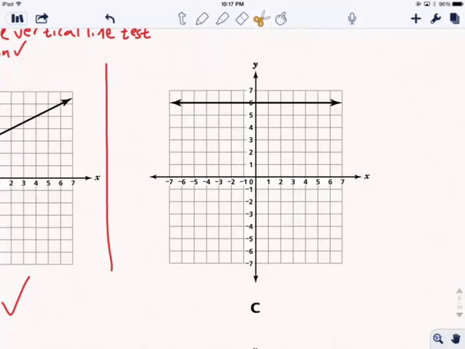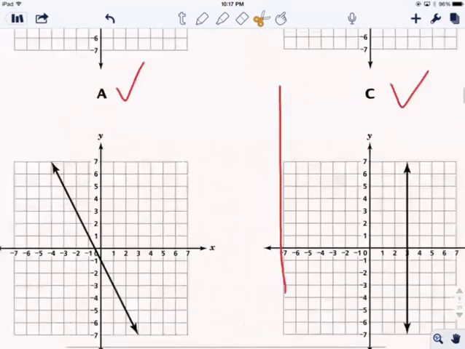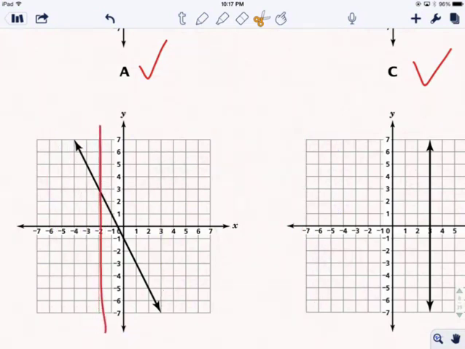Now let's go ahead and test C. If we slide this vertical line across, it will only ever intersect at one point. So C is a function. Okay, now let's go ahead and test the next one. B is also a function.